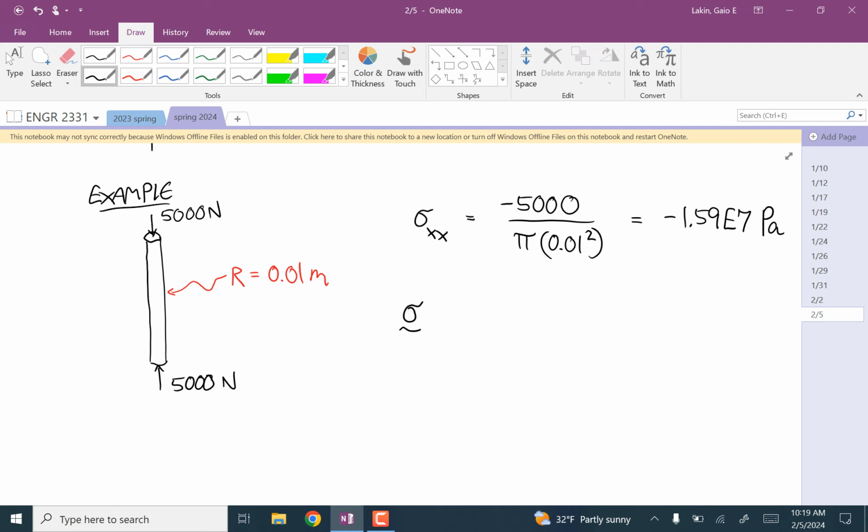Yeah, that's right. Although, if you're far enough away, I suppose it's going to turn in order to be in static equilibrium, and then you have to worry about the loading angle compared to the beam's angle. You know what I mean? But yes, that's right. The stress tensor then would be negative 1.59 times 10 to the 7, zeros everywhere else.